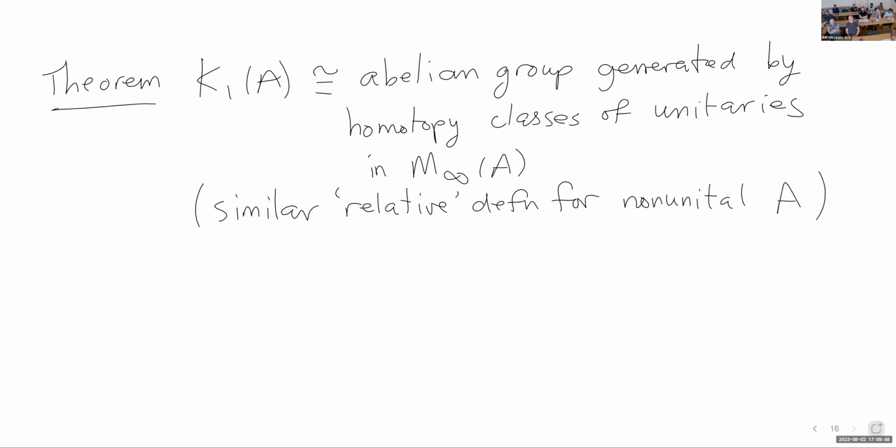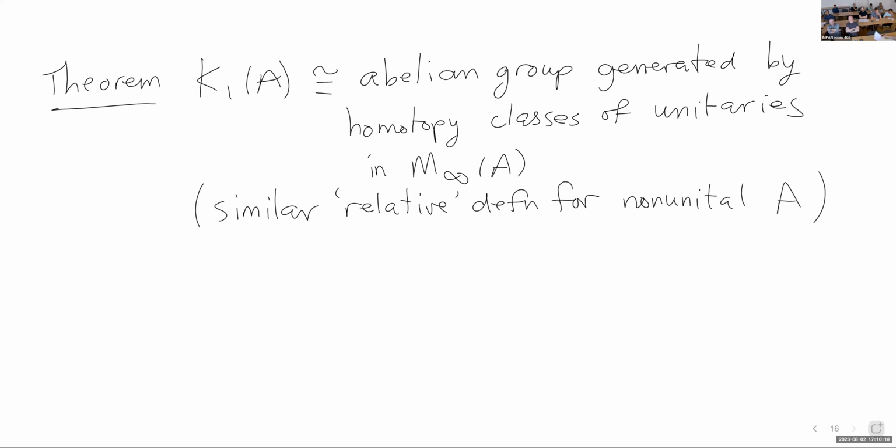But wait, are you sure you don't do anything else anymore? No, it's just like the unitization, A tilde. Well, it depends on how you want to approach it. You can define K1 to be the K1 of A tilde if A is non-unital, or you can define it in this relative way and it will turn out that it's isomorphic to K1 of A tilde. But the point is, what's the unit in the non-unital algebra? This is what I mean by relative.